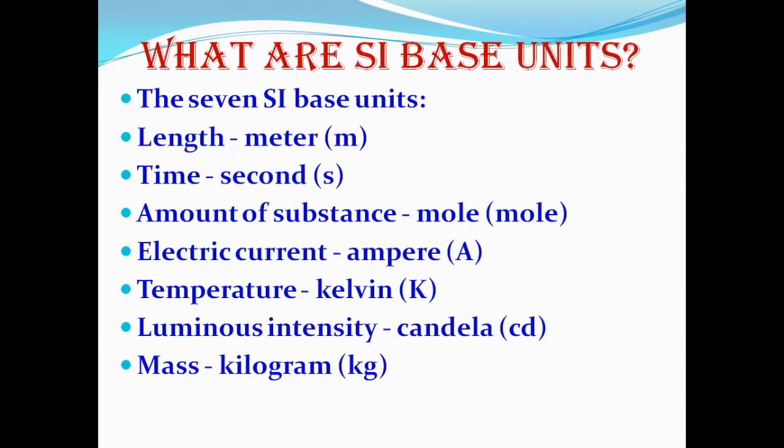So here, what are SI base units? There are 7 SI base units. For length, it is measured in meter, and the symbol is m, small m. Time is in second, symbol s. Amount of substance is measured in mole, symbol mol. Also electric current, ampere, symbol capital A. Temperature, kelvin, capital K. And mass in kilogram, kg.